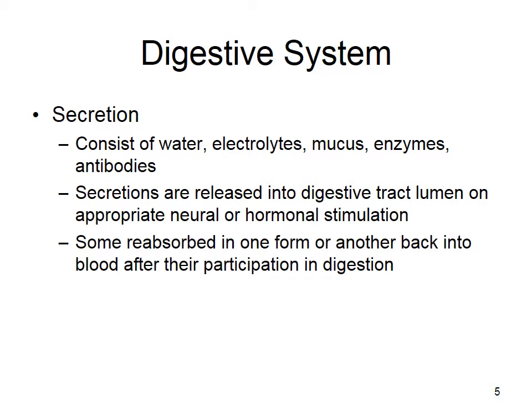IgA, excellent. Okay, so IgA antibodies are the class of antibodies that cross epithelial barriers, like your GI tract. Some of your secreted products get reabsorbed. Your GI tract's really eco-friendly.